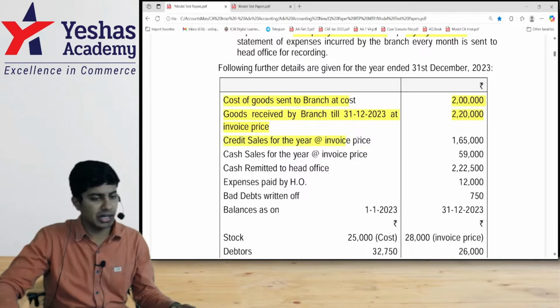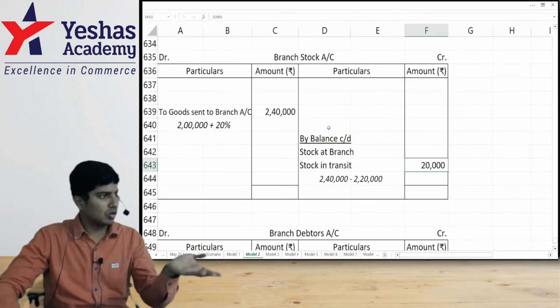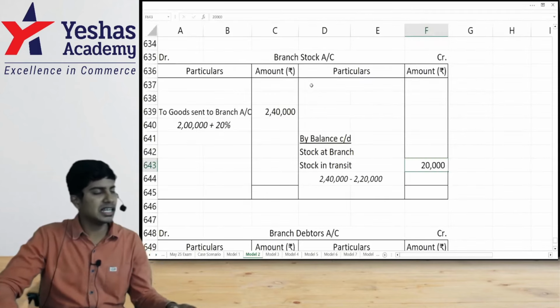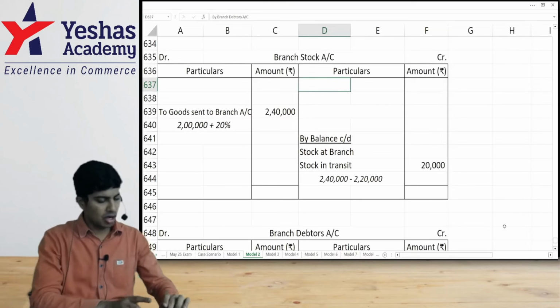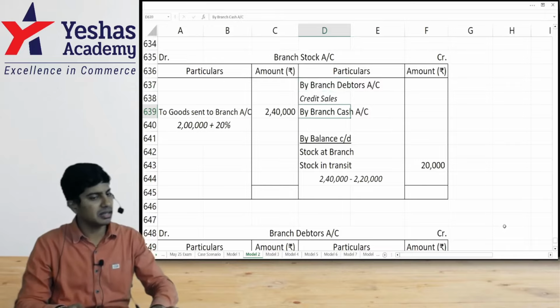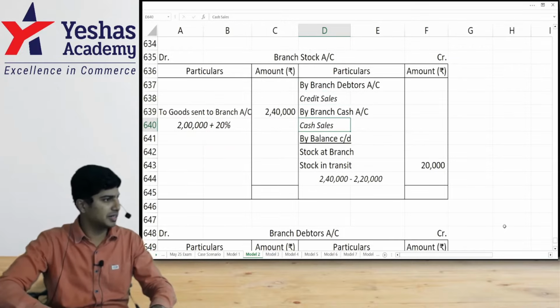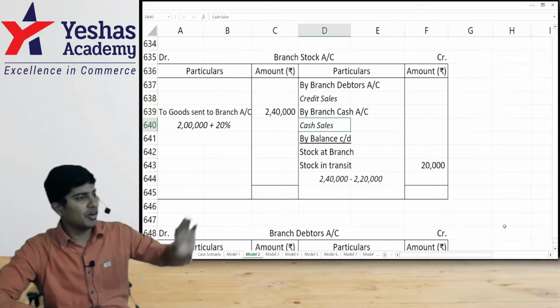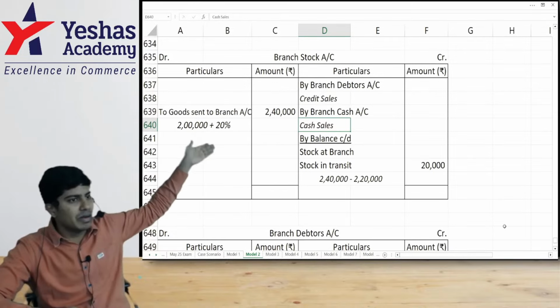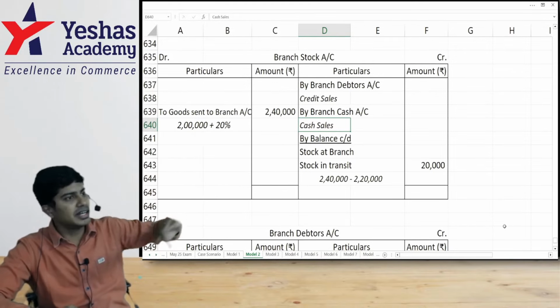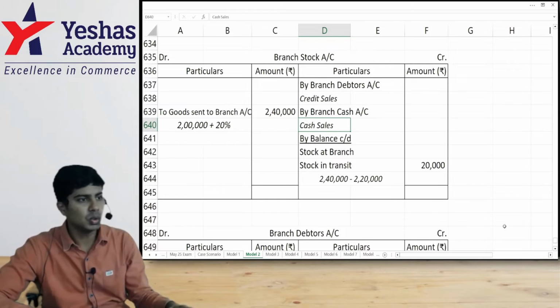What do we have after that? Credit sales for the year at invoice price. Cash sales for the year at invoice price. Credit sales, cash sales. Both the sales will reduce my inventory. This is like my trading account, the stock account. I'll write on the credit side. For credit sales, I'll write by branch debtors. For cash sales, I'll write by branch cash. The branch will collect the cash and then send it back to head office later. You agree with me? If you had opened branch cash, I would have written on the debit side the balance brought down. Credit side, I would have transferred the cash back to head office.